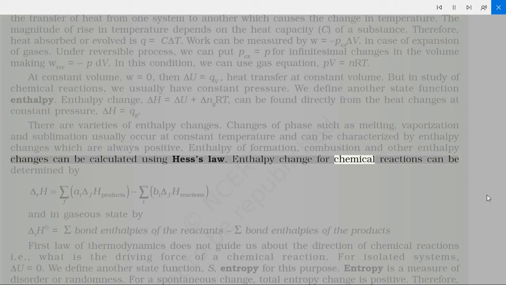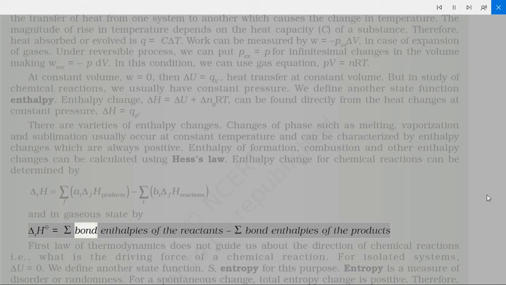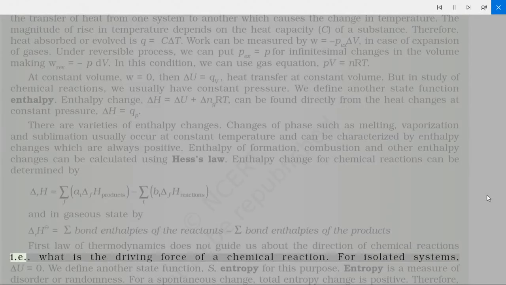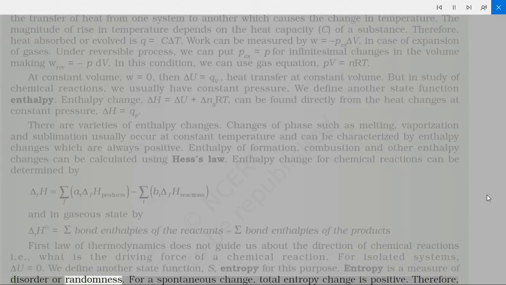Enthalpy change for chemical reactions can be determined by ΔrH° = ΣaiΔfH°(products) - ΣbiΔfH°(reactants), and in the gaseous state by ΔrH° = Σ bond enthalpies of the reactants - Σ bond enthalpies of the products. The first law of thermodynamics does not guide us about the direction of chemical reactions, i.e., what is the driving force of a chemical reaction. For isolated systems, ΔU = 0. We define another state function, S, entropy, for this purpose. Entropy is a measure of disorder or randomness.